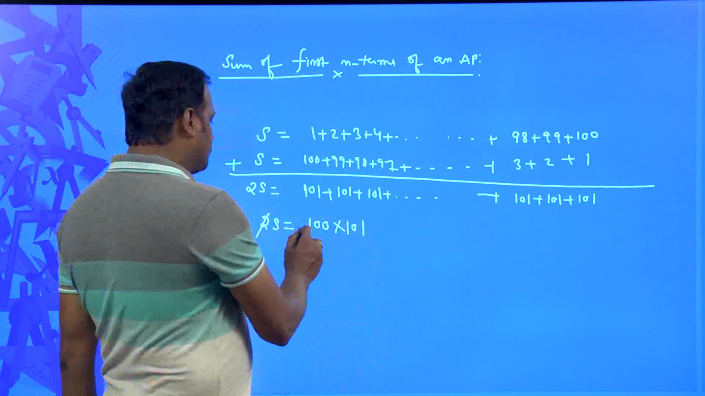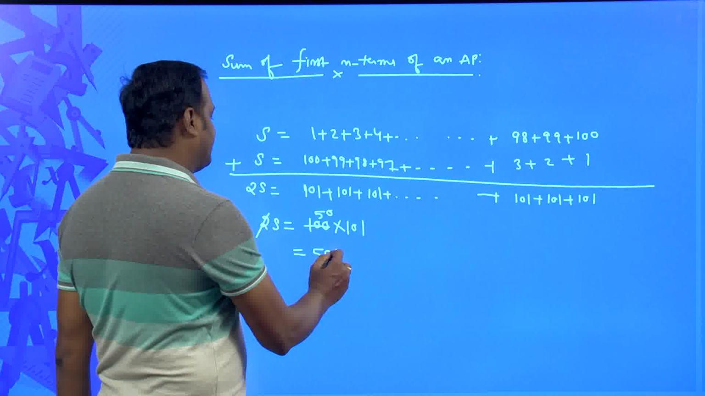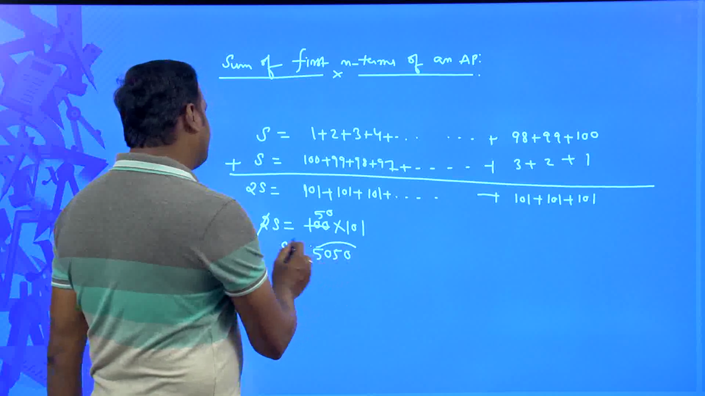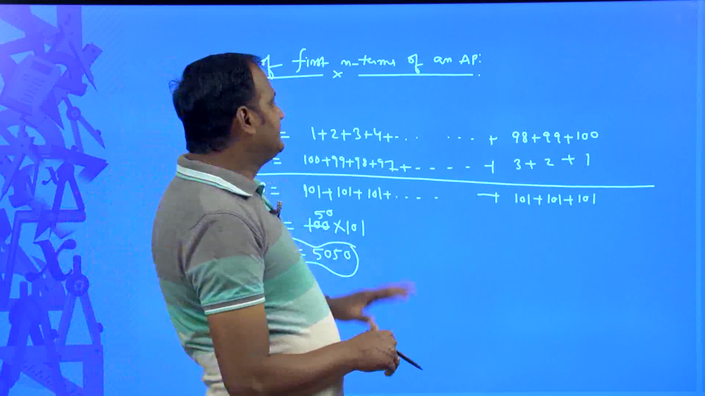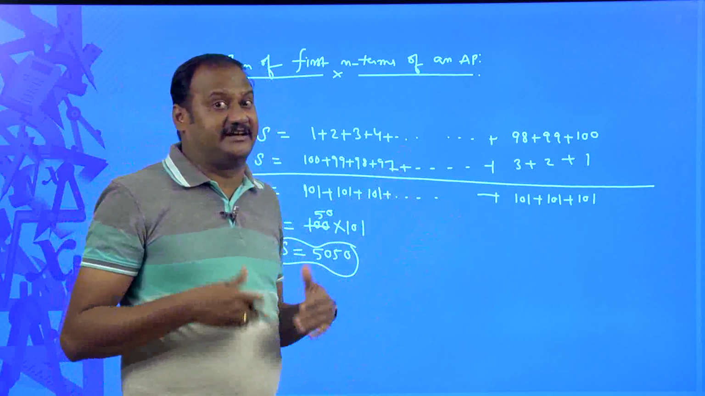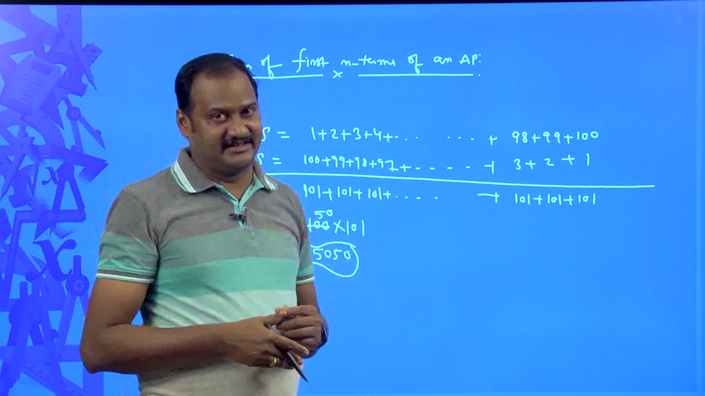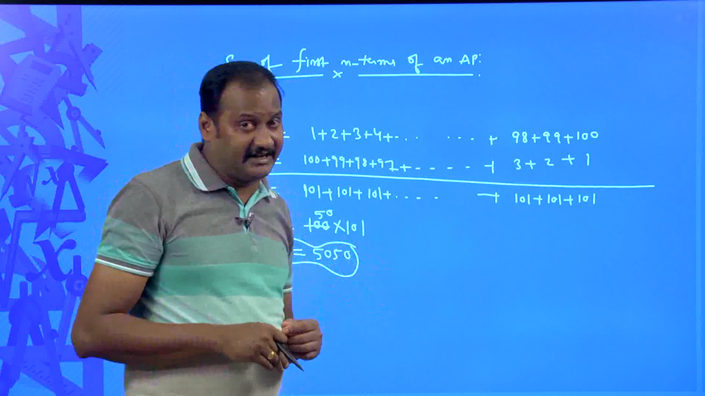Then 2 ones, 2 fifties, 50 into 101 is equal to 5050. Therefore, the sum of the first 100 natural numbers is equal to 5050. He easily answered this problem, whereas the others were taking a lot of time, struggling to get the answer. That boy's name is Carl Friedrich Gauss.